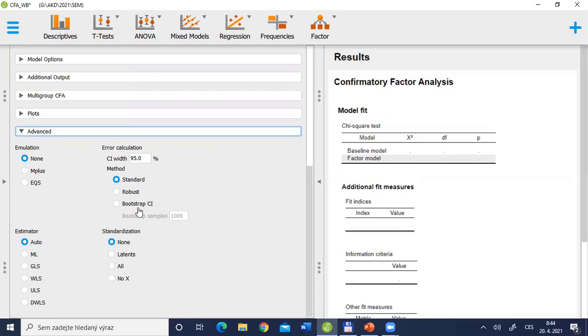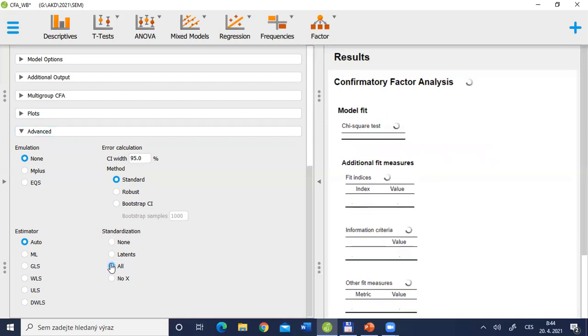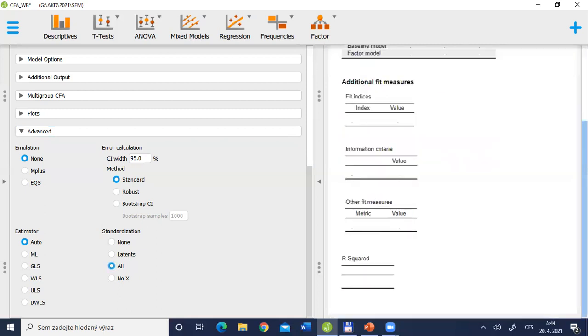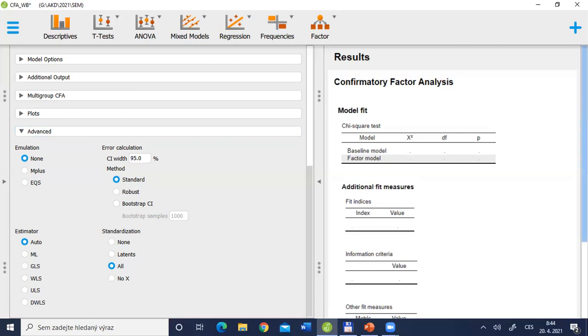And the last option, which is quite nice to ask, this is a slightly different style from the general structural equation modeling dialog, is to ask for standardization of your results. And usually we apply standardization of all variables. So you would ask for standardization all, and by the standardization all, the table with outputs, so for individual variables, would include also standardized results. So it is quite good to ask for these standardized results.